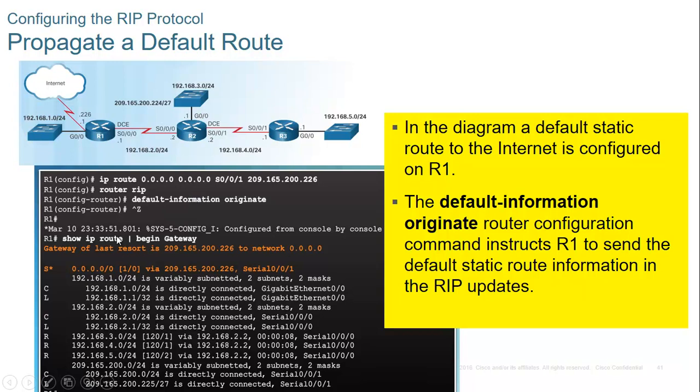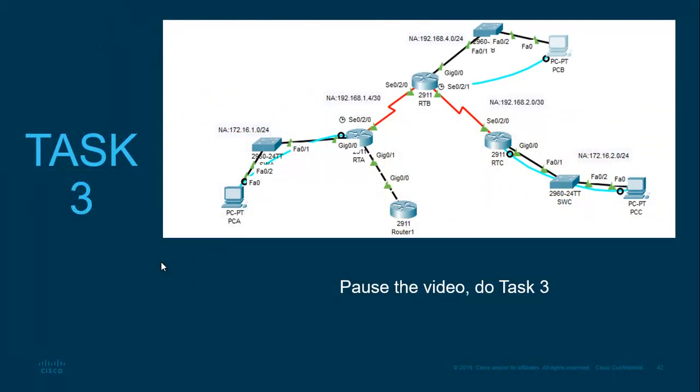So in the routing table of R1, you will see here, this is the default route. This is star, so it's the default route here. And then in the next advertisement that R1 sends to its neighbor R2, that route will be put in there. Try that one for now. Pause this video and try task 3.